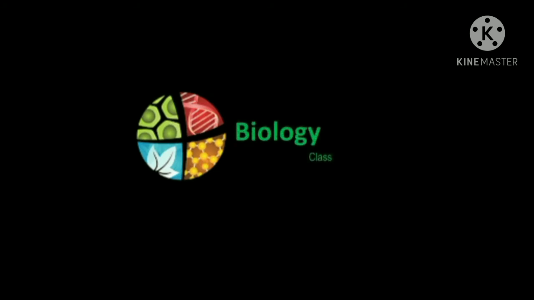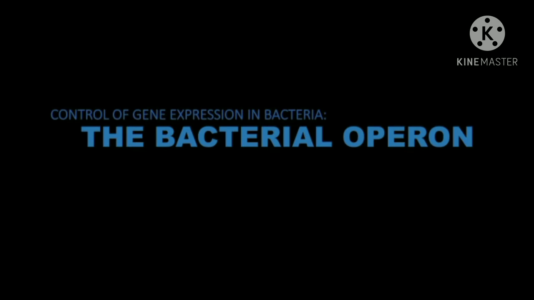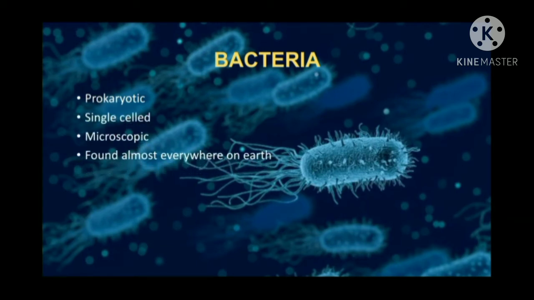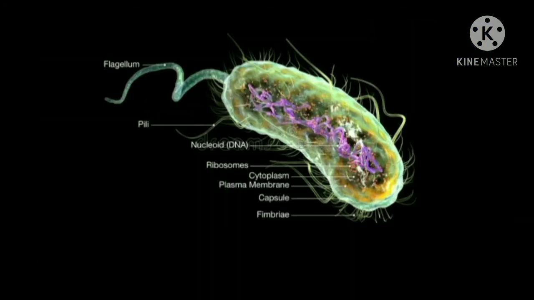Today I will discuss the topic control of gene expression in bacteria, or in other words, the bacterial operon. So the bacteria is a single-celled prokaryotic organism which is microscopic and found almost everywhere on earth. So this is the structure of bacteria.